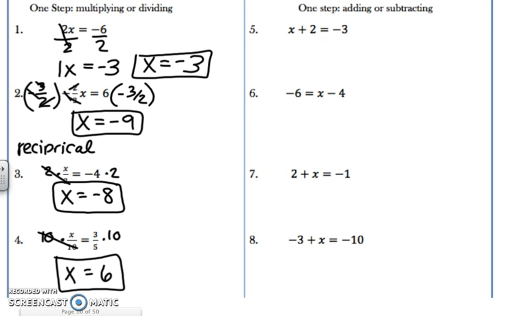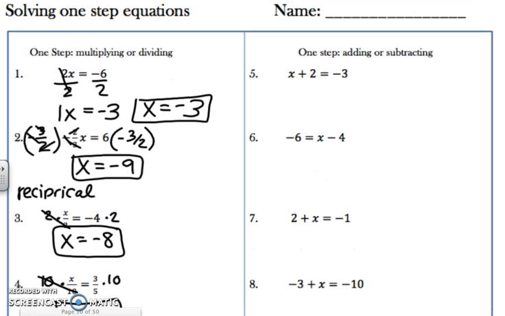If you look on this right column, we have one step to adding or subtracting. You always need to look at your variable. Here's my variable. Need to see what they're doing to the variable. Well, they're plussing 2. I'm going to do the inverse, which would be minus 2. So you're going to subtract 2 on both sides. A plus 2 and a minus 2 give me a 0, so those are going to cancel out. I'm left with an x. Bring down your equal sign, and then negative 3 minus 2 is a negative 5. And that would be my answer.